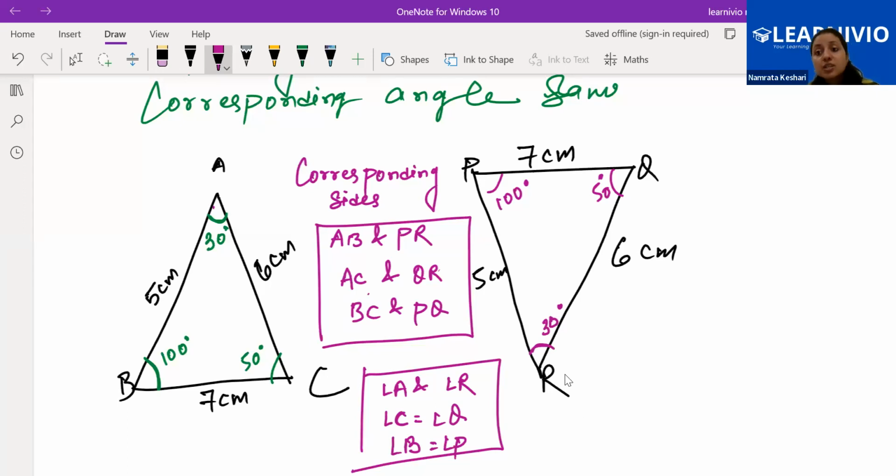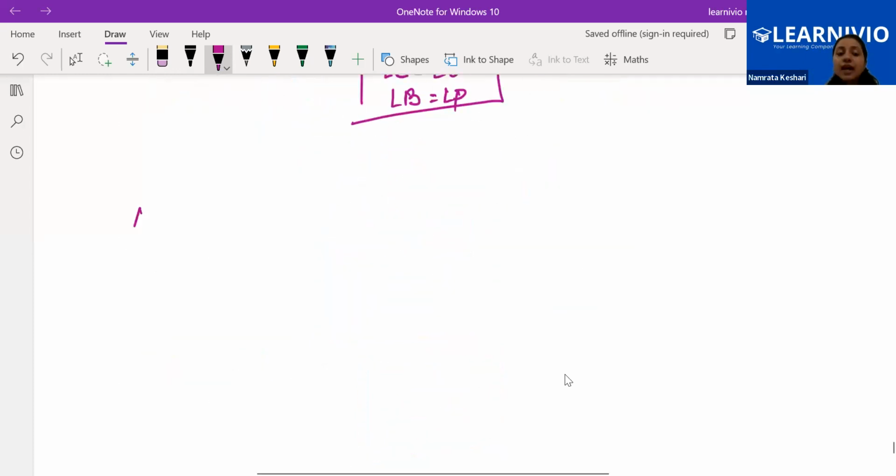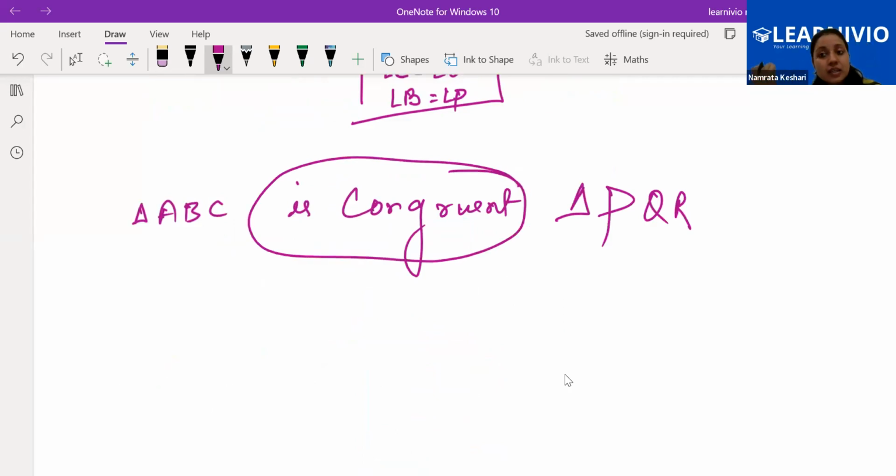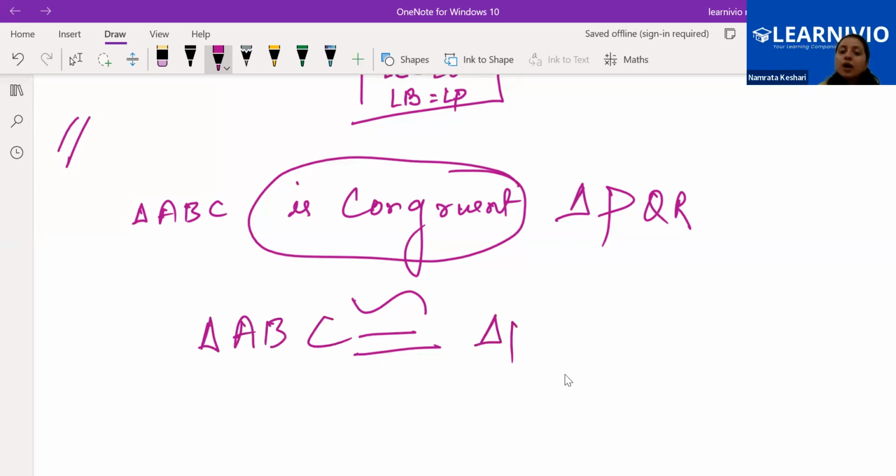with each other. Now you will be able to see a very new sign over here. Now we can say triangle ABC is congruent to triangle PQR. And instead of writing the sentence form "is congruent," we will use this notation. The way we use this sign for "is equal to," from now, whenever you see this sign in mathematics, you will understand that it means congruent. Congruent means the two shapes are exactly the same in shape and size. So we will be saying from now onward that triangle ABC is congruent to triangle PQR.